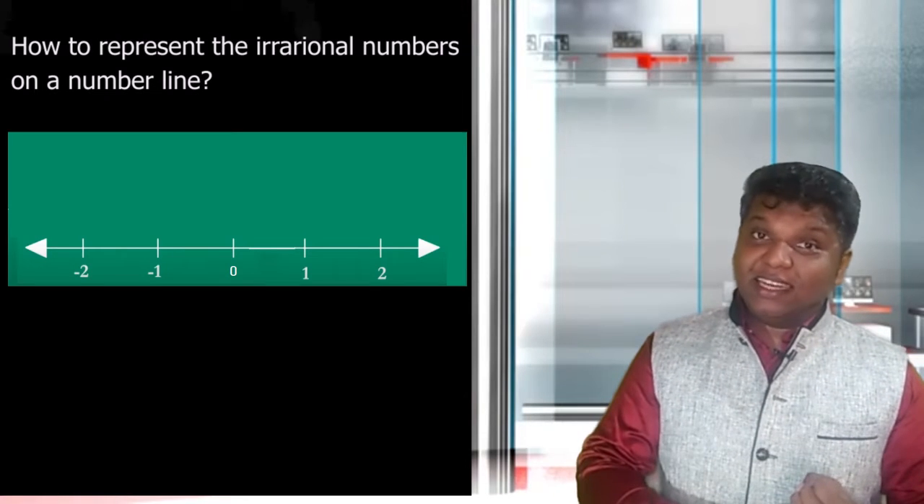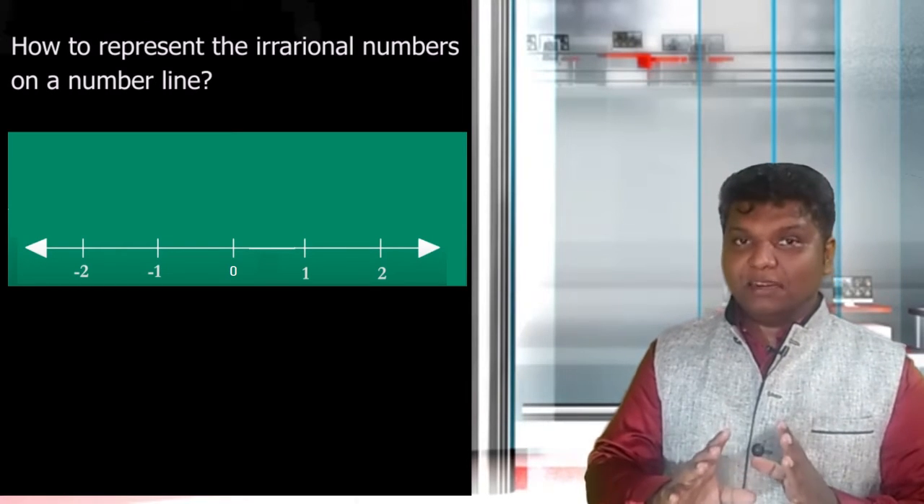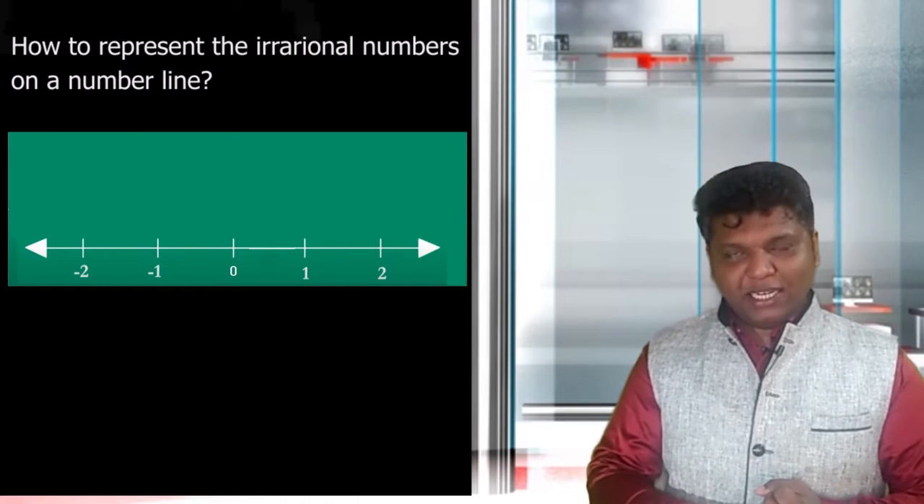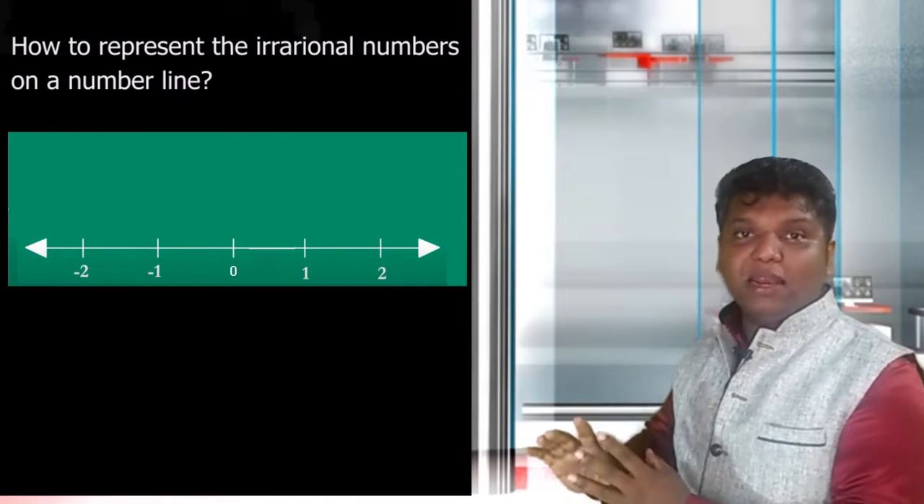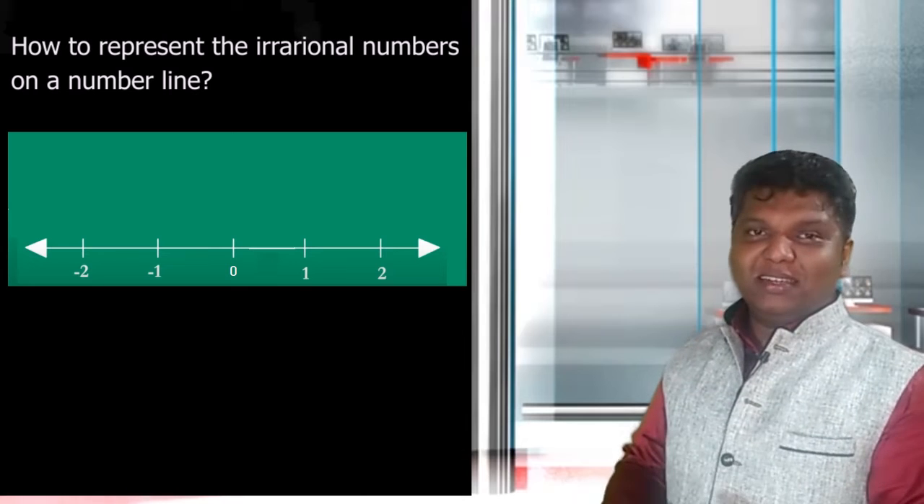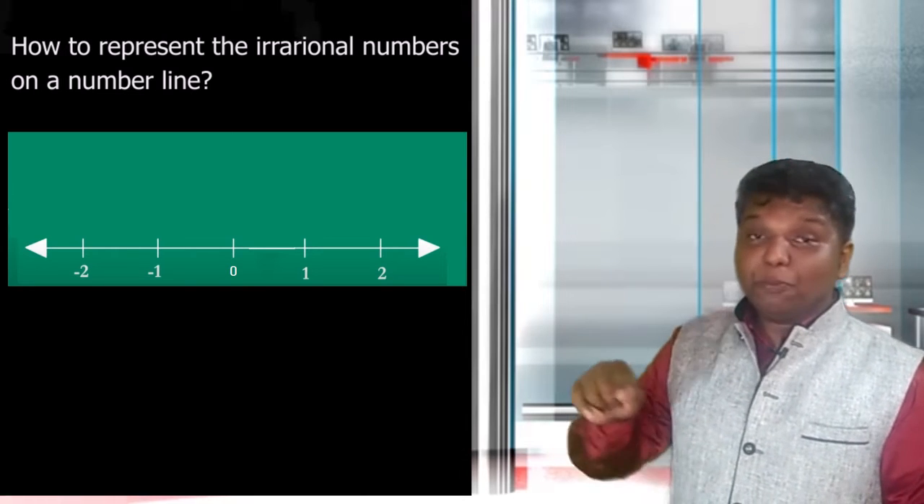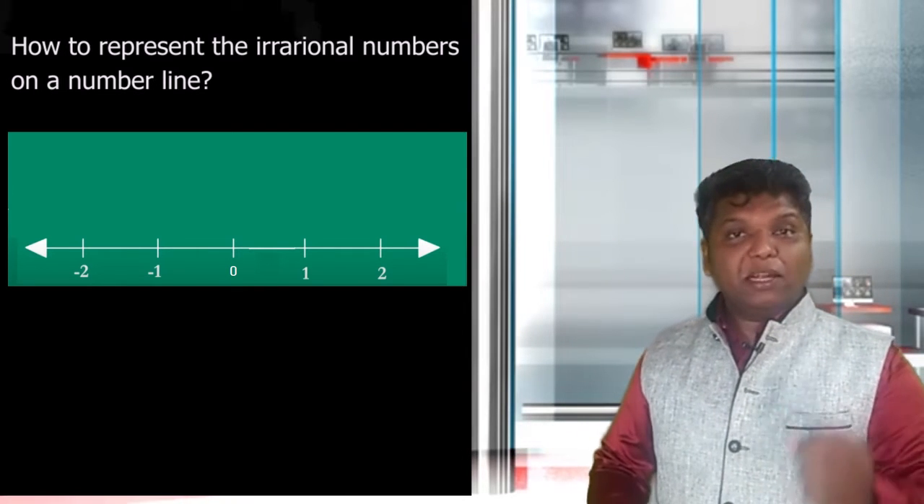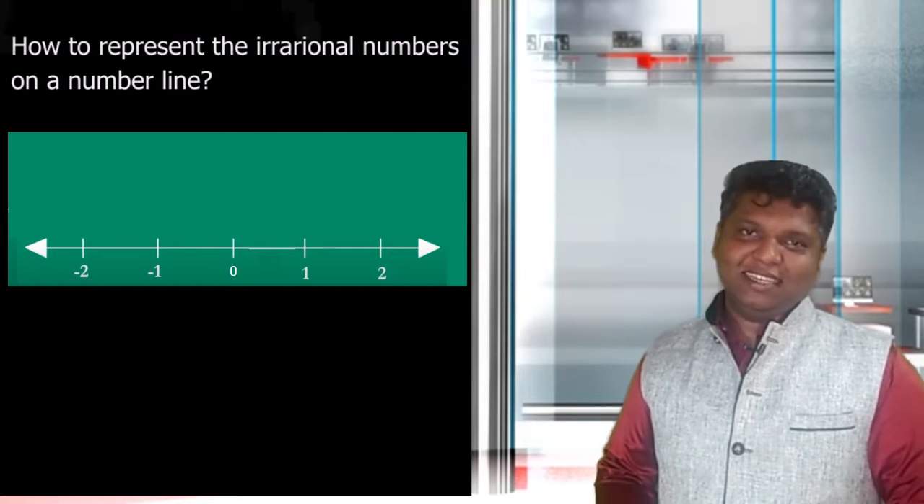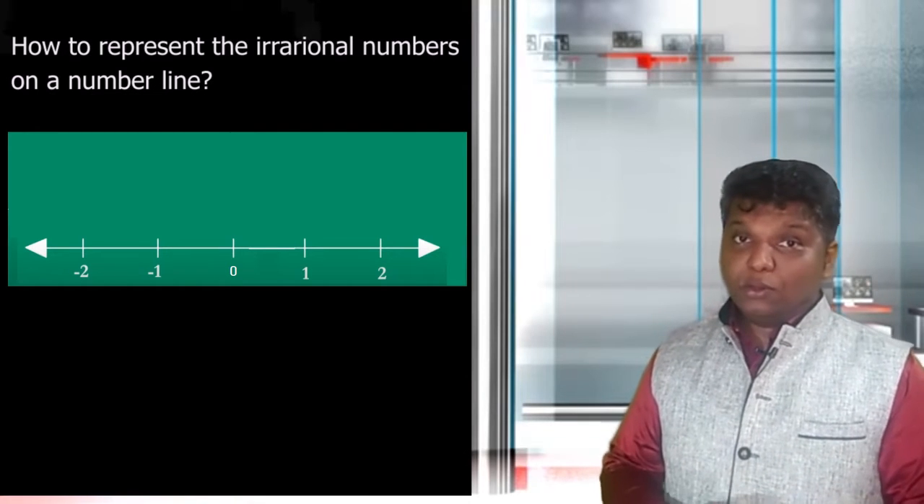Because last year in 8th class we studied what irrational numbers are, and this year we are going to study how to represent them on a number line. Next year, when you come to your 10th class, there you will study how to prove that a particular given number is irrational. Okay, so now let us go to this one.